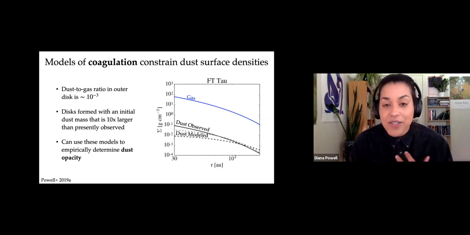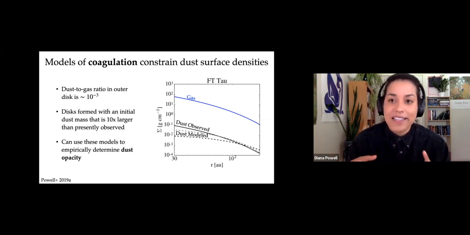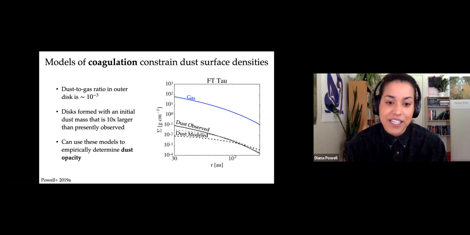Also, being able to constrain the dust and gaseous surface densities using this method can allow us to empirically constrain the dust opacity, which is particularly exciting because the dust opacity remains one of the largest sources of uncertainty in studies of protoplanetary disks.